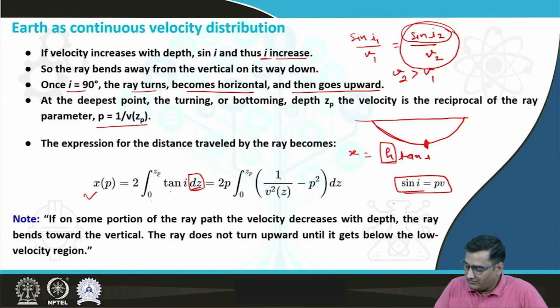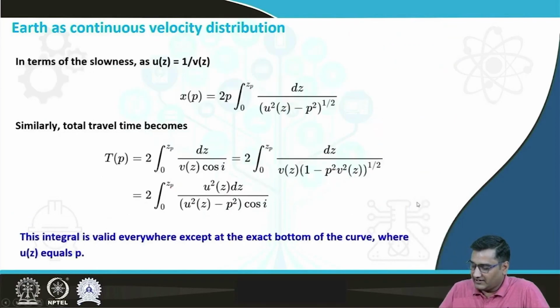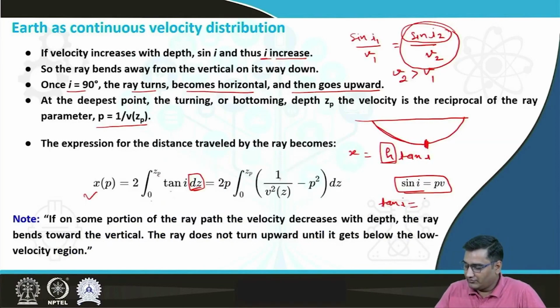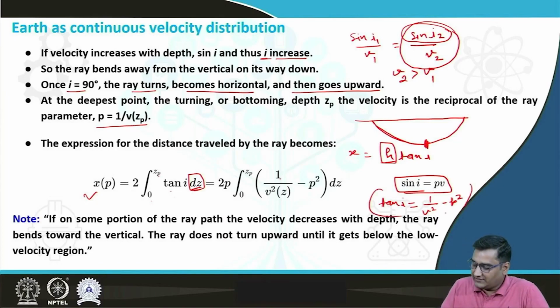We can find out the value of tan i over here using some trigonometric relations, and when we use those trigonometric relations, tan i will basically be equal to 1 by root of v square minus p square. And when we incorporate that into this particular expression, it will become something like this.